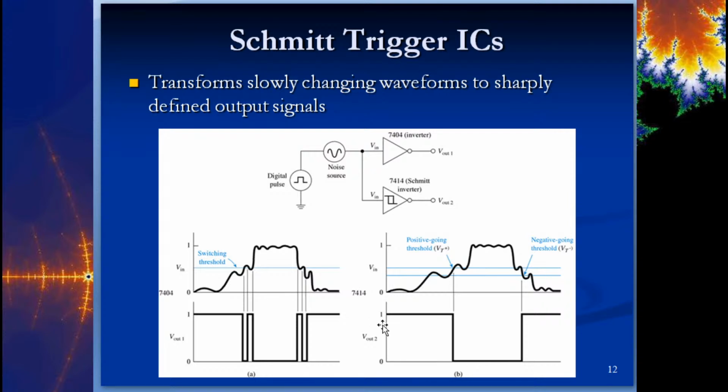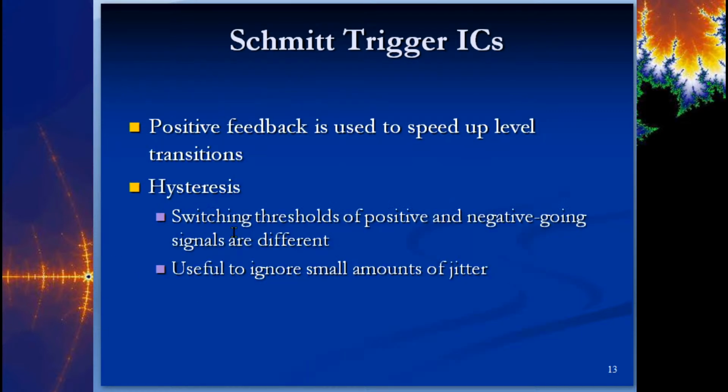So you see here, this is more representative of what we wanted with this signal when we invert it. When you're going from low to high, you have a positive going threshold that you have to cross. And if you are going from high to low, you have a negative going threshold, right? And we call that hysteresis. The switching thresholds for positive and negative going signals are different.